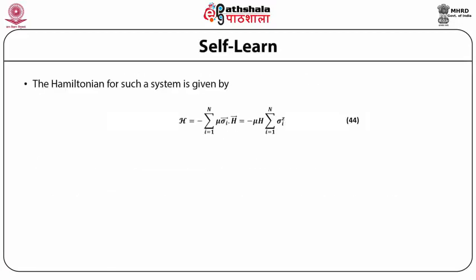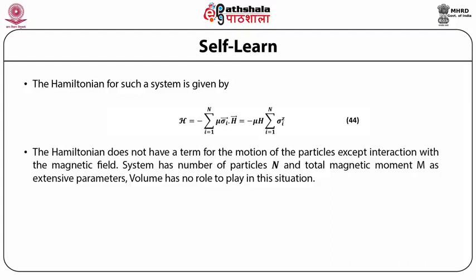Then the Hamiltonian for such a system is given by H is equal to minus summation over i is equal to 1 to N μσi dot H, which is equal to minus μH summation over i is equal to 1 to N σiz. Note, the Hamiltonian does not have a term for the motion of the particles except interaction with the magnetic field. The system has the number of particles and the total magnetic moment capital M as extensive parameters. Volume has no role to play in this situation.